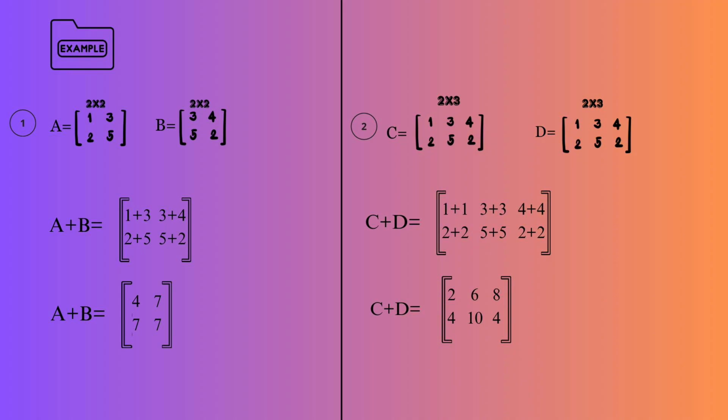For number 2, the 2x3 matrices, you can repeat the process. We have 1 plus 1, 3 plus 3, 4 plus 4, 2 plus 2, 5 plus 5, and 2 plus 2. So we have their sum 2, 6, 8, 4, 10, and 4. As you can see, the dimensions do not change, and it is clearly a 2x3 matrix.